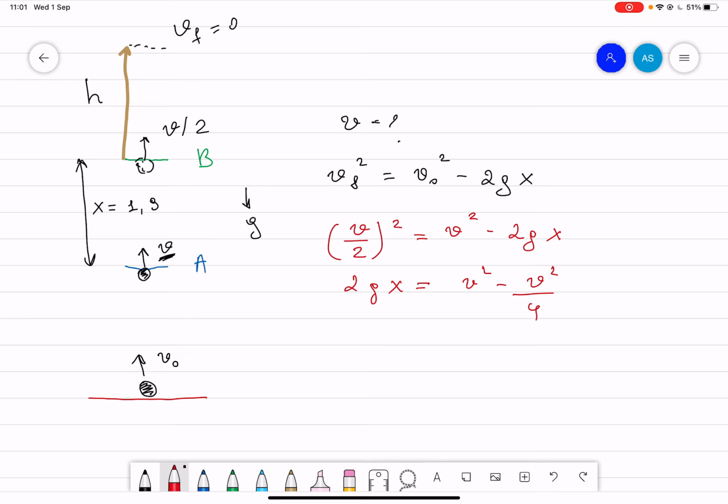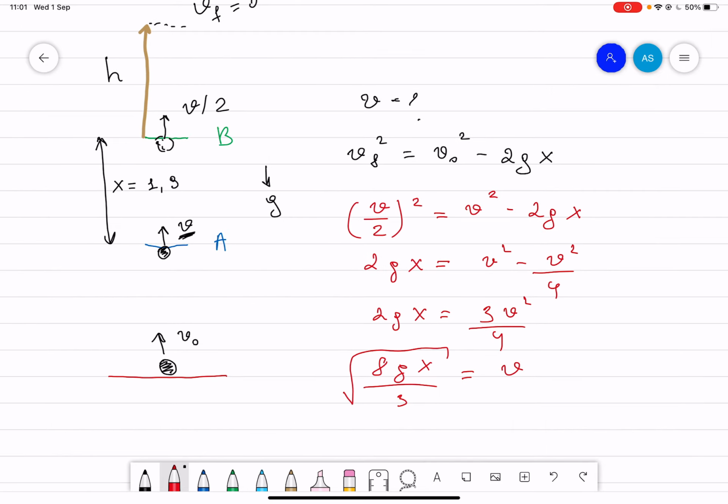Then you can say that 2gx is equal to v squared minus v squared over 4. Then you should get 2gx equals 3v squared over 4. Then that will give 8gx divided by 3, and the square root of that will give you v. Okay, now you can plug in the numbers and get v. Once you find v, then you have to find the maximum height above point B.